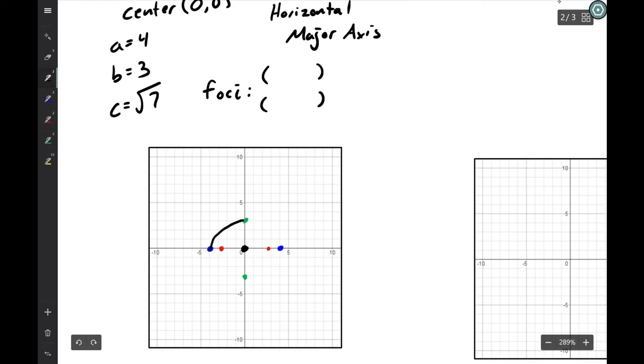Okay, nothing too terrible. Drawing my ellipse. Looks beautiful. Okay, and that means my foci, I'm going to add and subtract C from my H value. So I got square root of 7, comma 0, and negative square root of 7, comma 0.